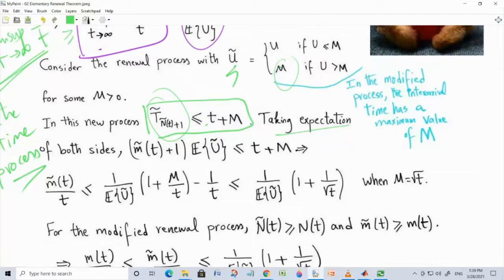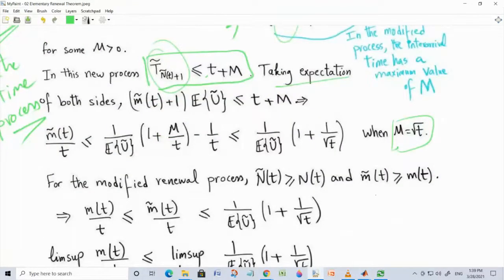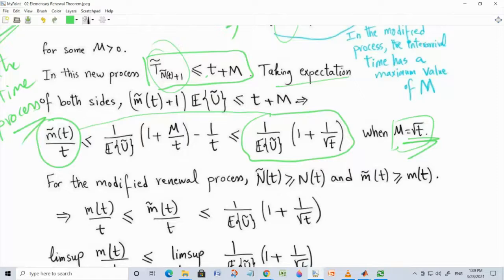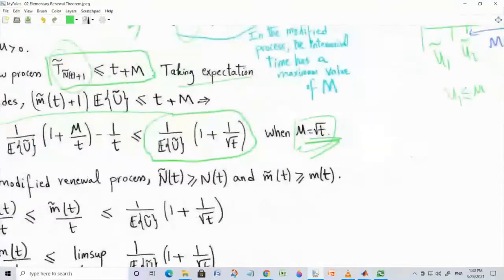Then for every t, I can choose M to be related to t somehow. I can choose M to be square root of t or something like this, and you can show this inequality: m tilde of t is less than or equal to this quantity. Again, the problem is that when we choose M to be square root of t, it's a statement regarding the new process, while we want a statement regarding the original process. So here's the trick.